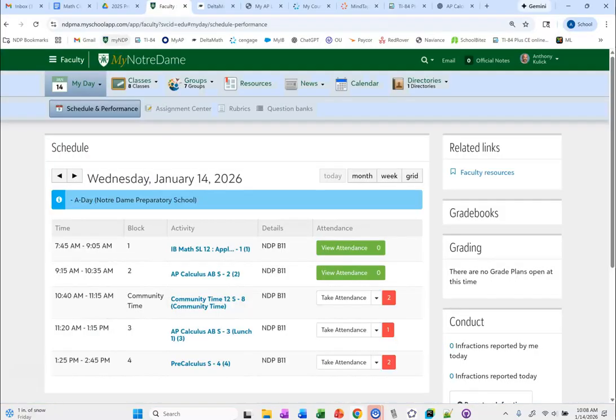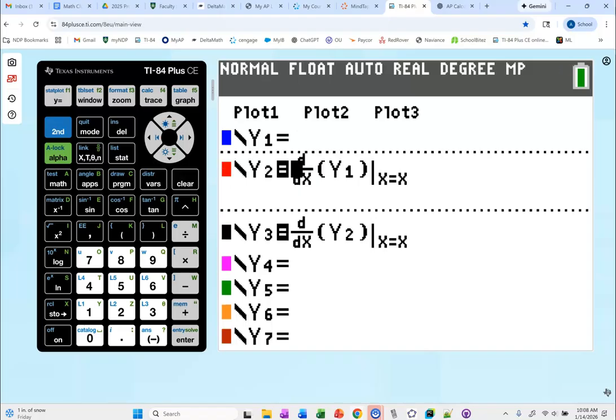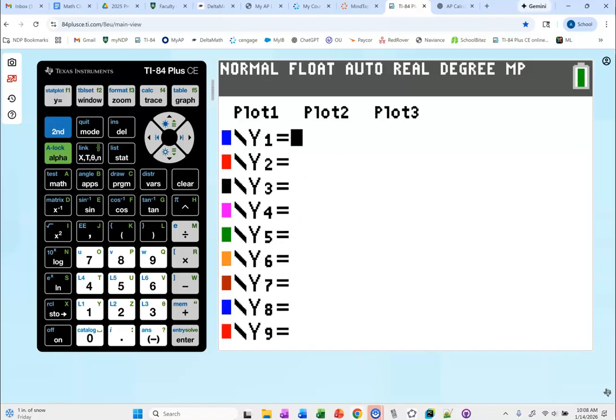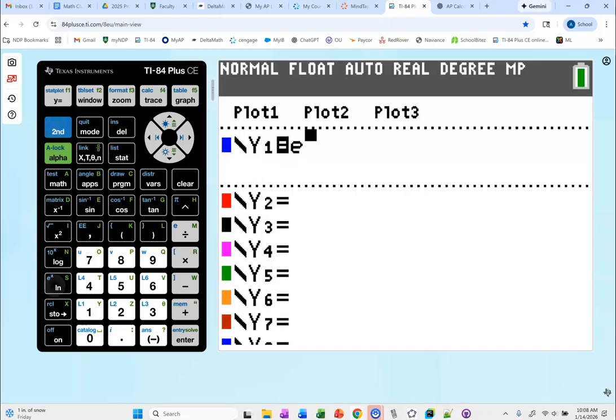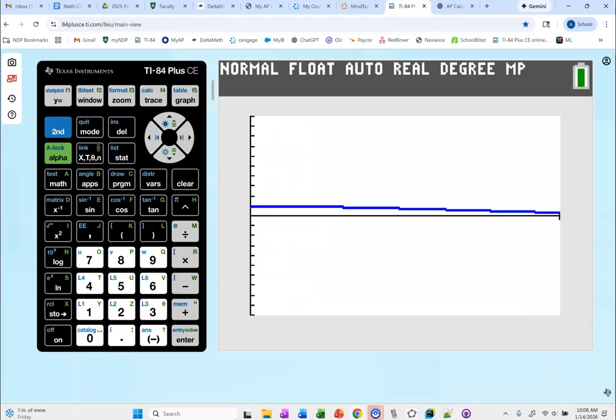Let's grab the picture. And if I look at the picture, that should tell me everything I need. So e to the negative x squared. And I just need to go from 0 to 1 is all I care about. And just make that negative 10 to 10. Let's hit graph.